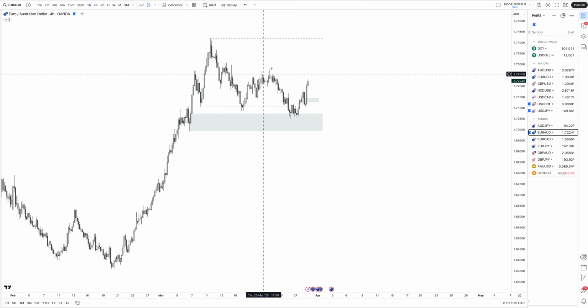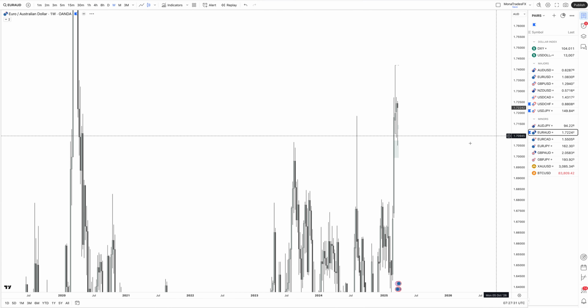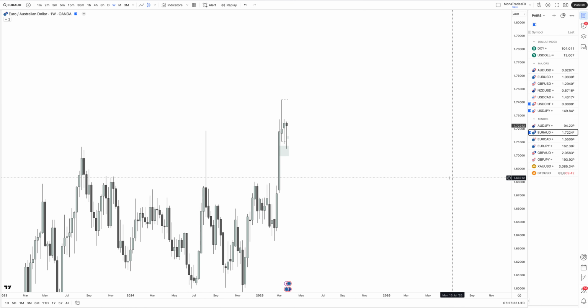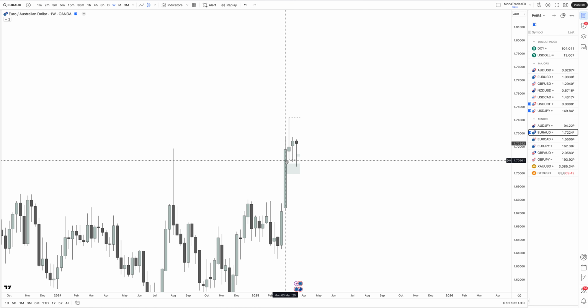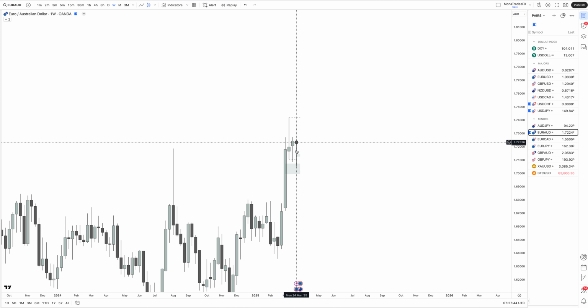Next pair that I'll be watching is a Euro Aussie. I'm really liking the look of this as well, actually. So if you could just look at this level over here, okay, the weekly time frame, this was the imbalance. We tapped into it the week before and we rejected. Sorry, we tapped into it this week as well and we've rejected.